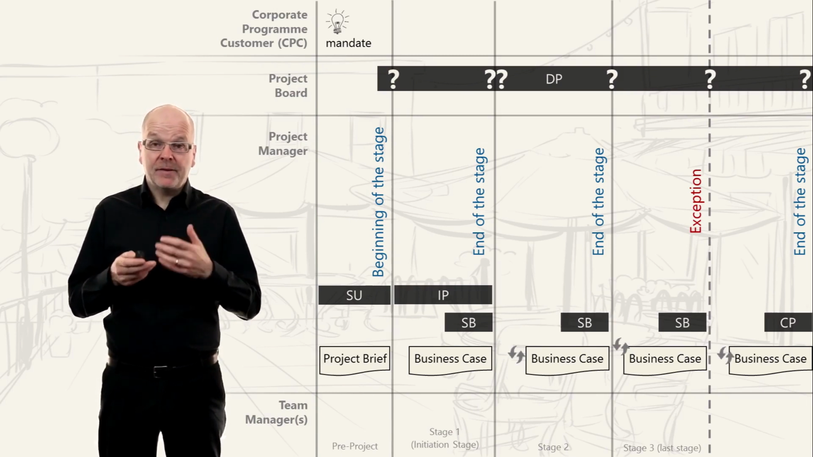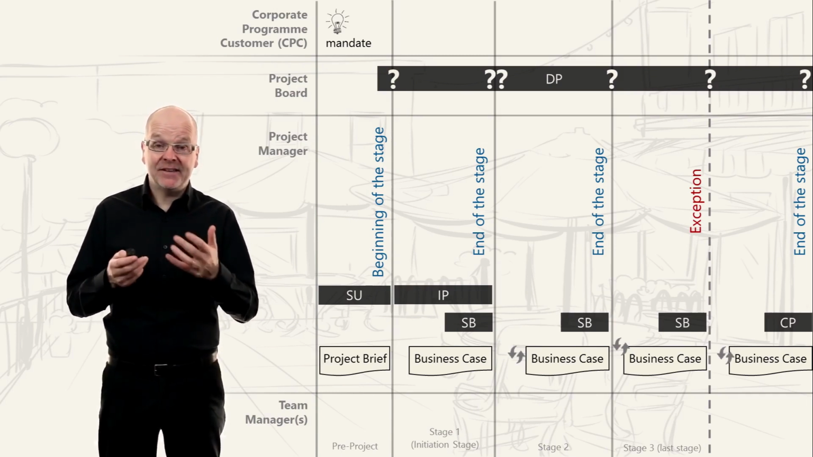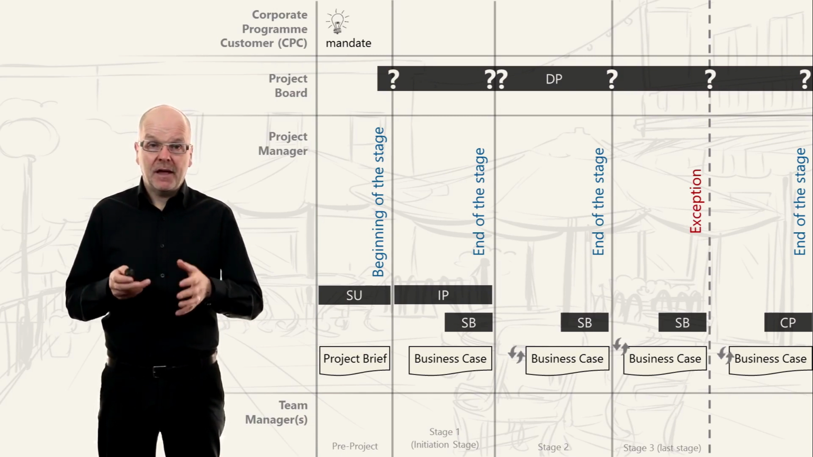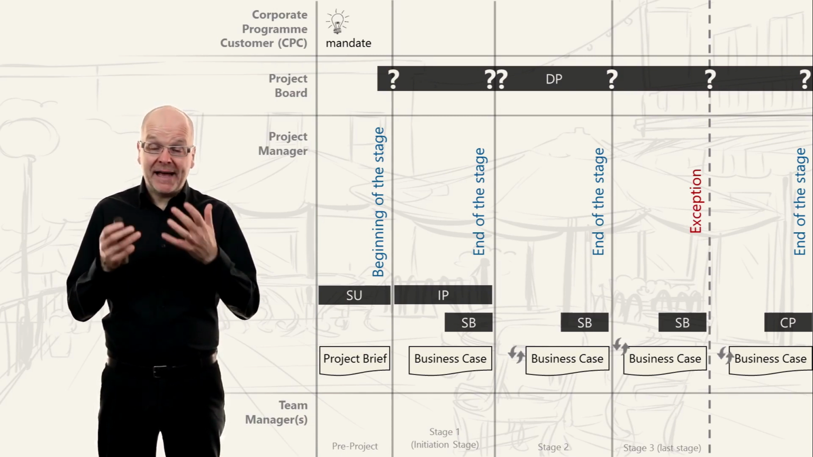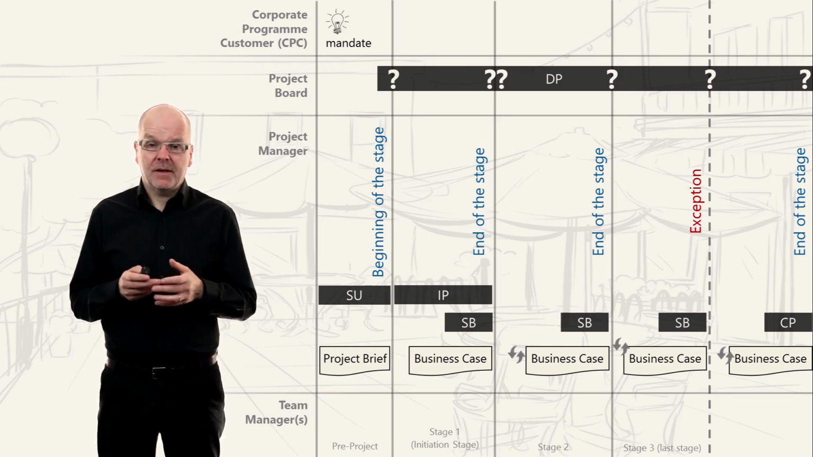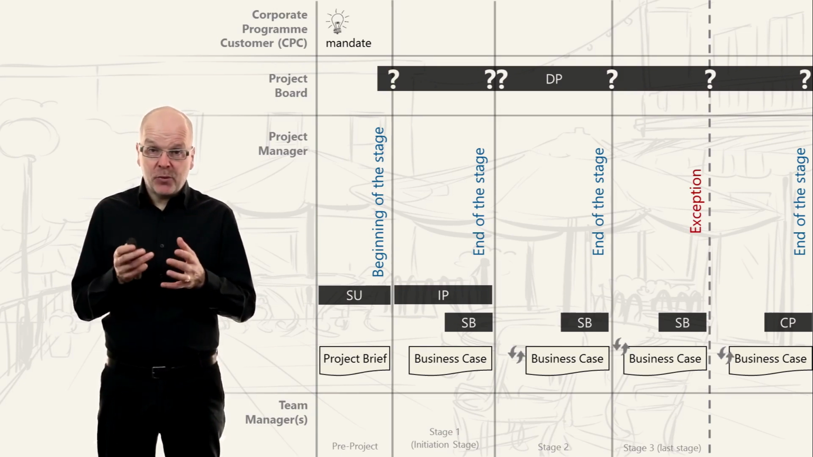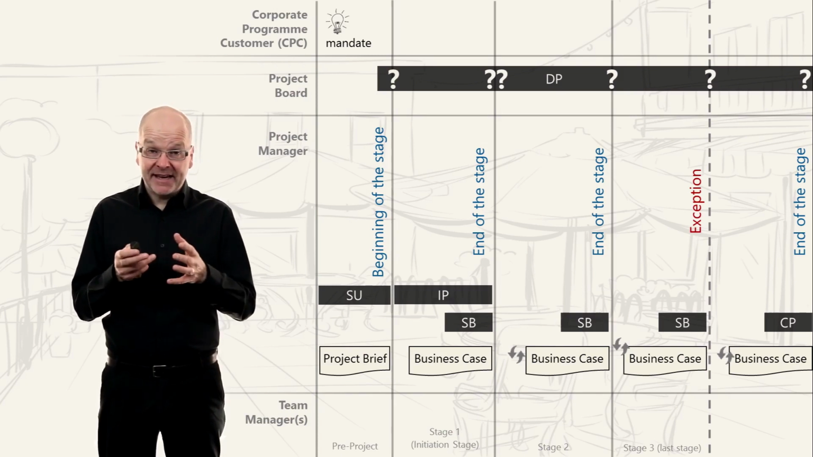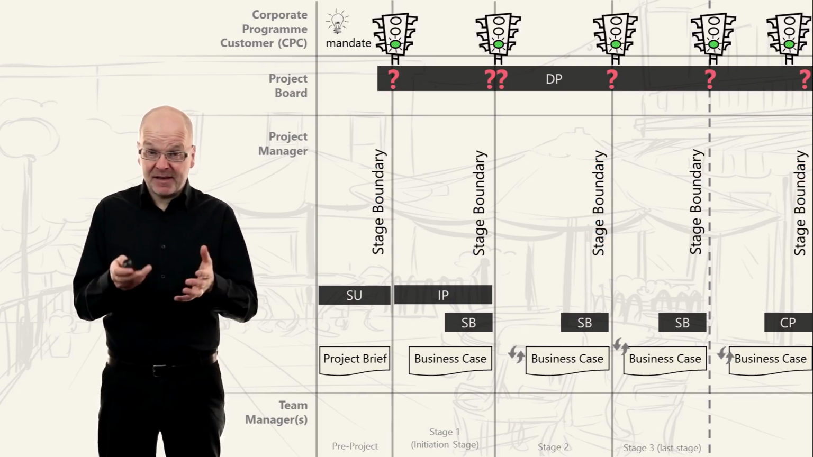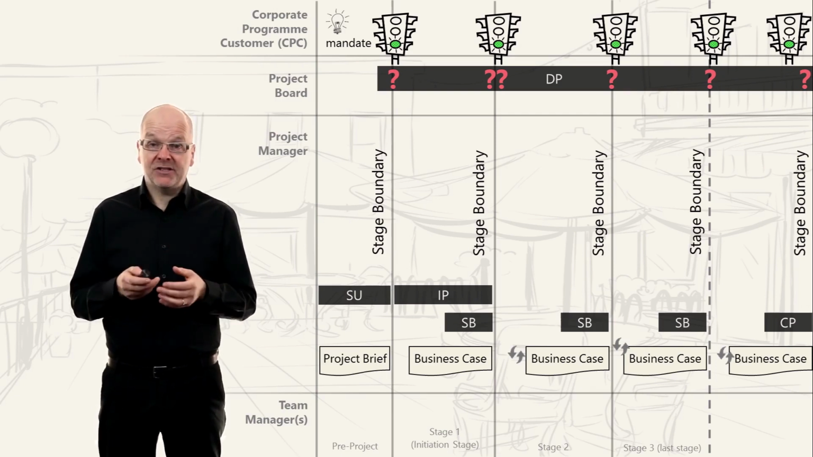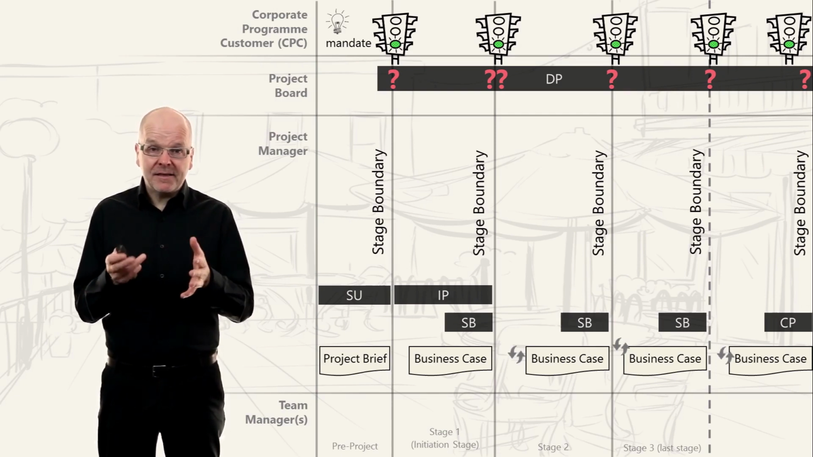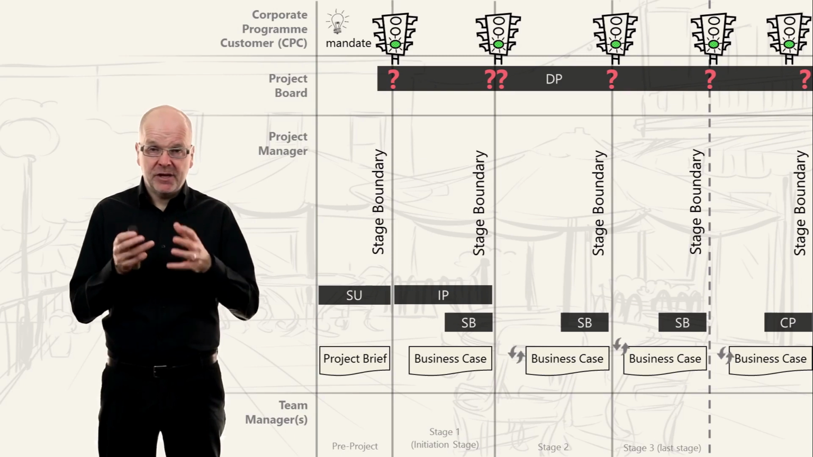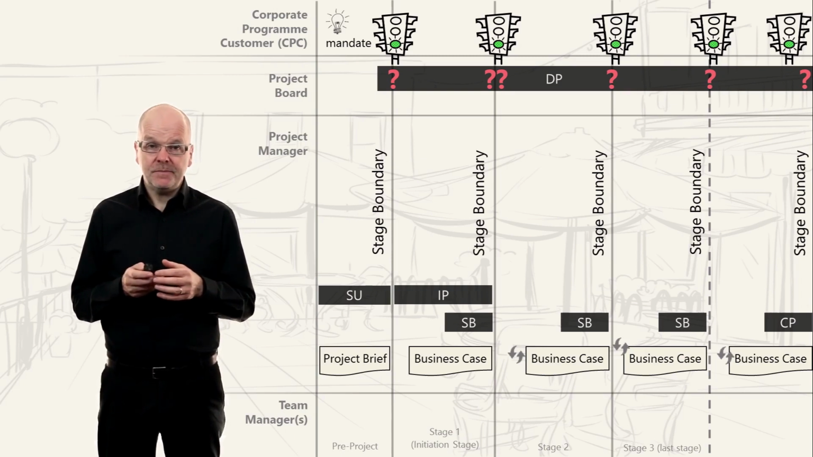And from then on, the business case can be checked at the end of each stage. And the last check, of course, will be at the end of the project. Each time the project board checks the business justification at the end of a stage, they can decide to shut down the project if it doesn't make sense anymore, or to allow it to continue. So that's it for the principle, continued business justification.